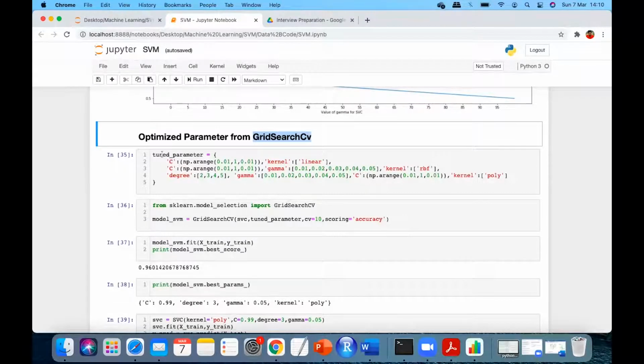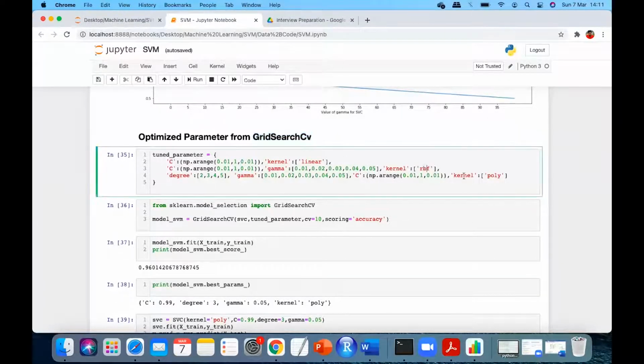We will pass the value of C from 0.01 to 1, and we'll give the step size as 0.01. Kernel, let's say linear I am giving, okay? Or you can give multiple kernels. Here I am giving RBF, here I am giving polynomial. So with the linear kernel, this is the range that I want my C to try. This is the range in which I want my C to try with the RBF kernel, and here I'm giving gamma also.